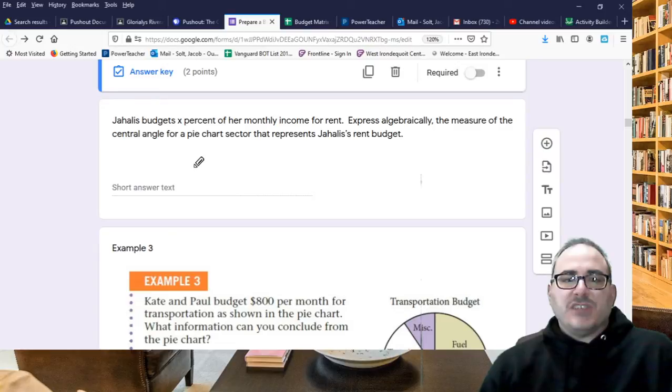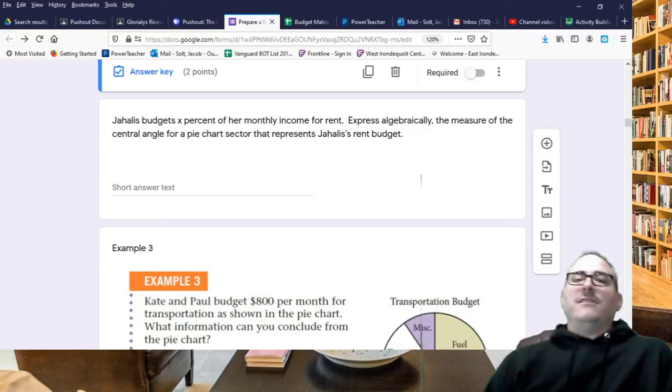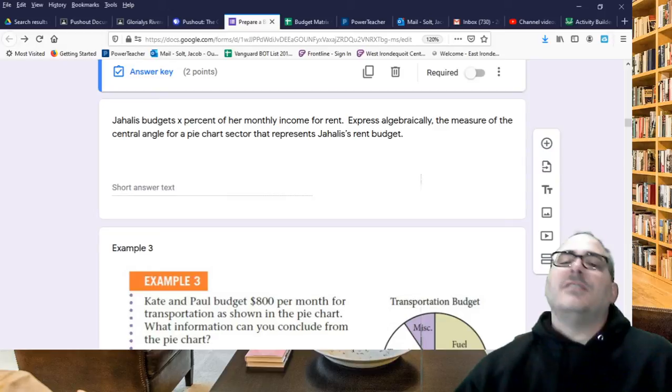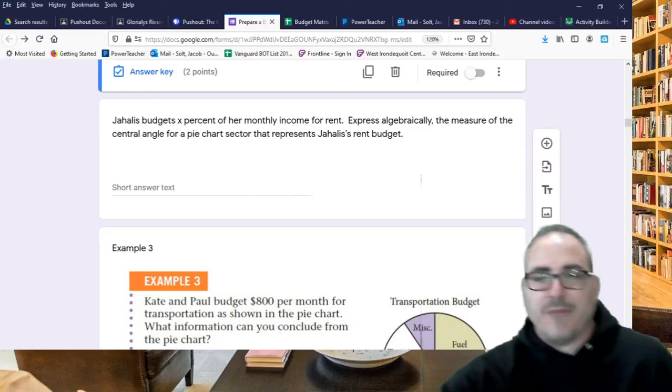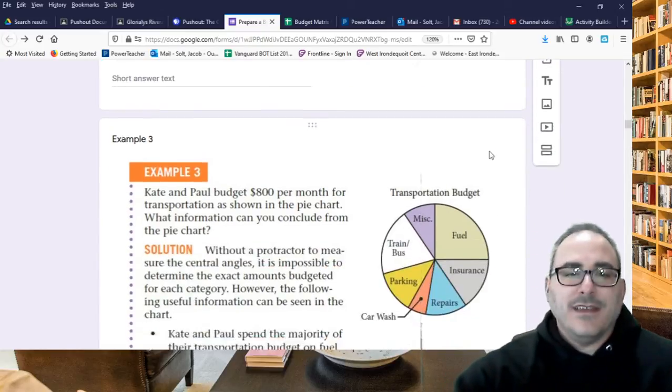X over 100 multiplied by 360 will express algebraically the measure of a central angle for a pie chart that represents her budget. So you could plug any old number in for x, and this expression here will calculate that central angle. That's why I have you express this stuff algebraically, because then any number, you've got it. If you understand the form of the math, you can roll with it.